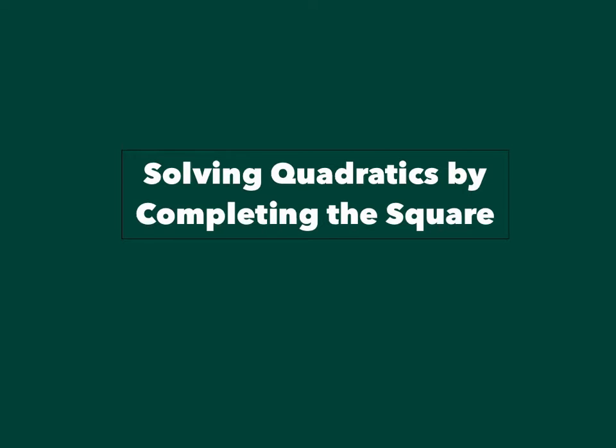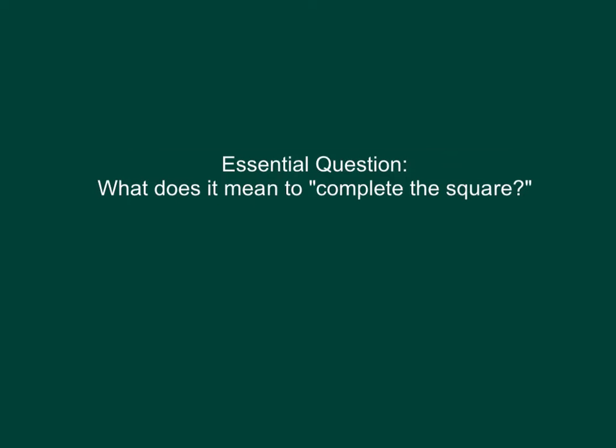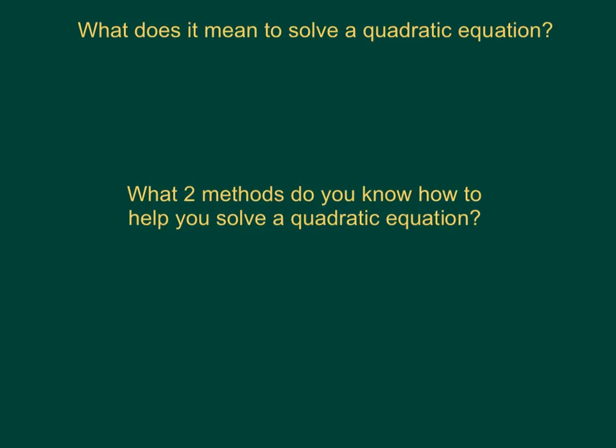This is solving quadratics by completing the square. So we want to be able to answer what exactly does it mean to complete the square. So first, let's review what it means to solve a quadratic equation. Remember, that's looking for the x-intercepts or the roots or the solutions or the zeros, right? So solving a quadratic equation is to find the x's.